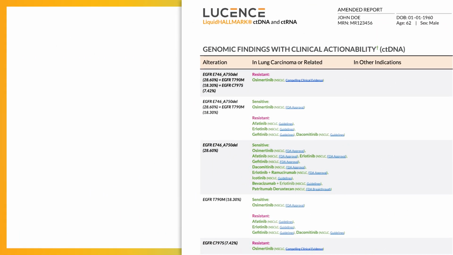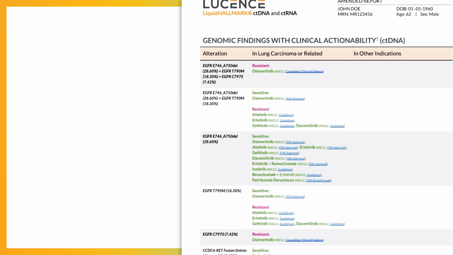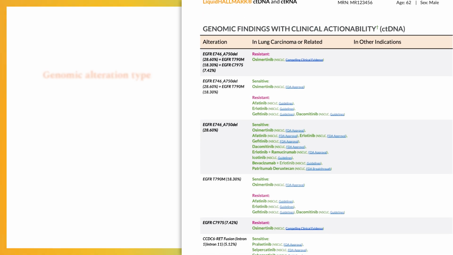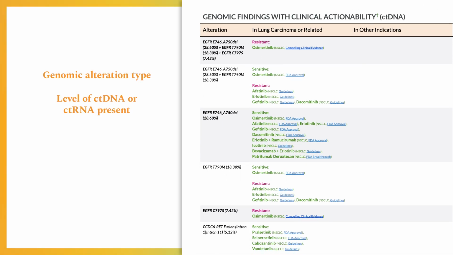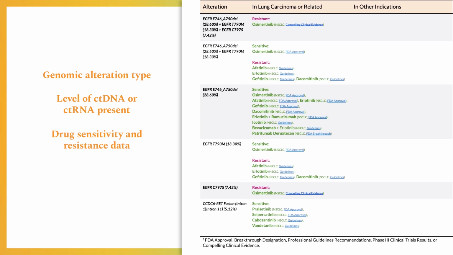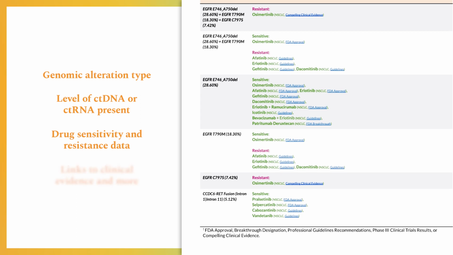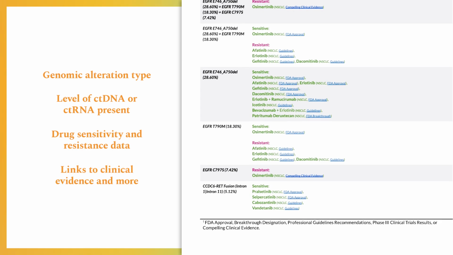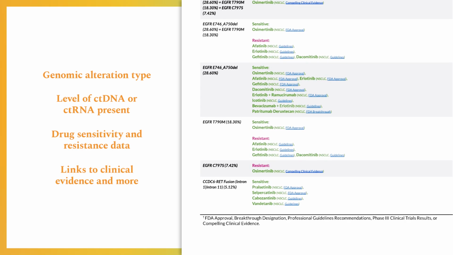For all clinically actionable genomic findings outlined on the first page, you'll find detailed information including genomic alteration type, level of ctDNA or ctRNA present with this alteration, drug sensitivity and resistance data, links to clinical evidence, FDA approvals, professional guidelines, breakthrough designations, and more.